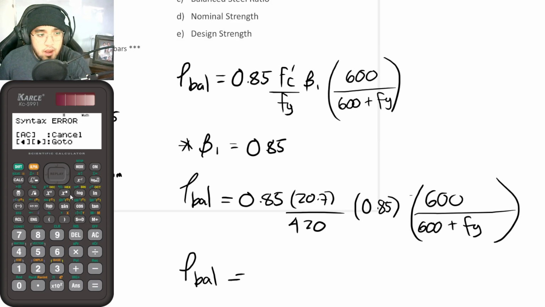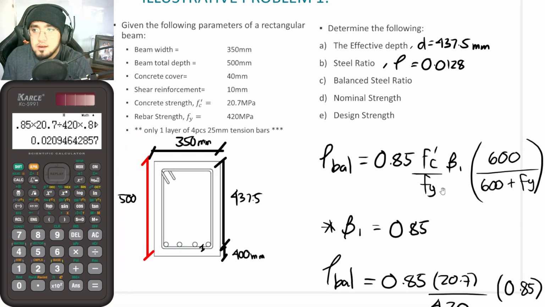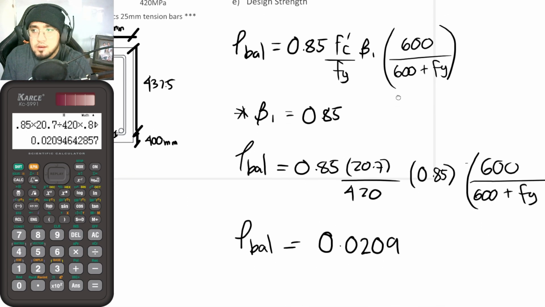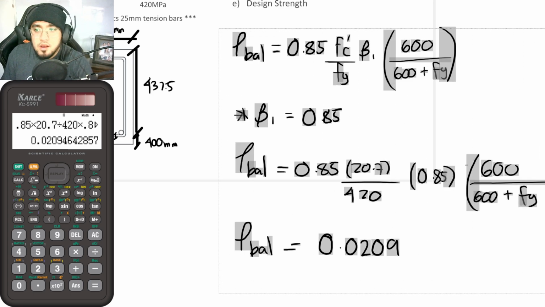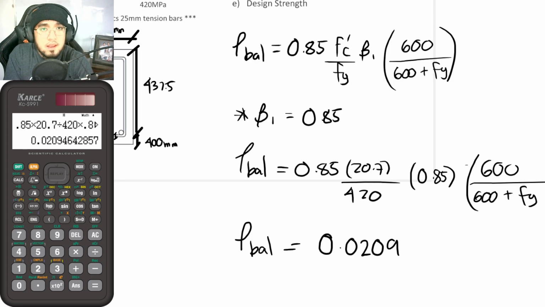So from that, let me just correct my computation here in the calculator. Our answer is 0.0209. So that is now our rho balanced. Again, for rho balanced, that is equal to 0.0209.